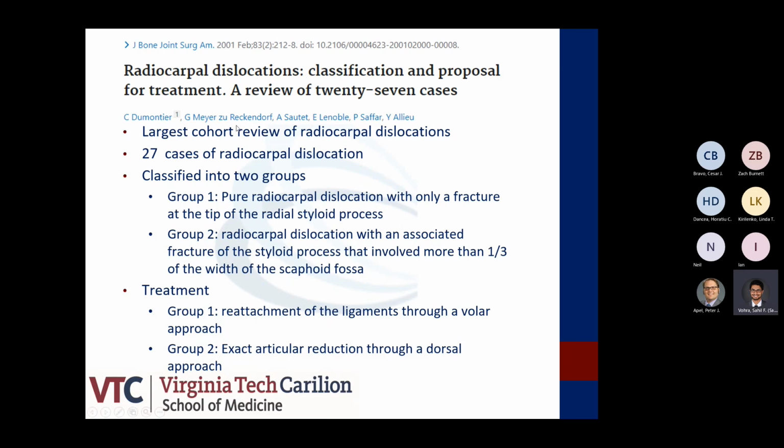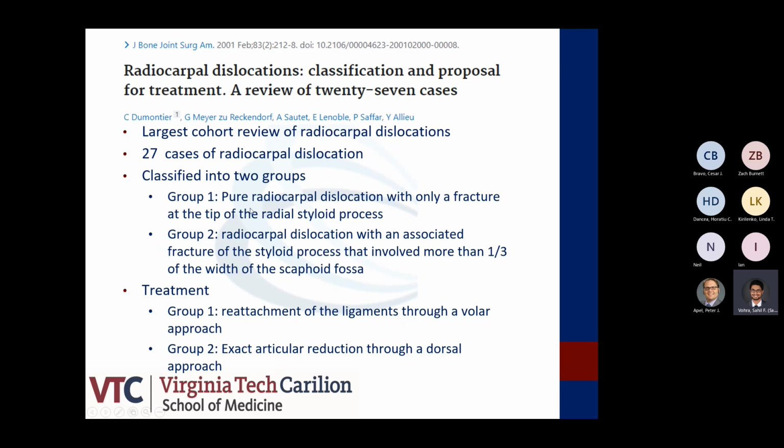One thing I came across with Dr. Bravo was the radiocarpal dislocations classification and proposal for treatment. This is from Dumontier in France. It's a review of 27 cases, and it was the largest cohort review of radiocarpal dislocations. They classified them into 2 groups. Group 1 were purely radiocarpal dislocations with only a fracture at the tip of the radial styloid process.